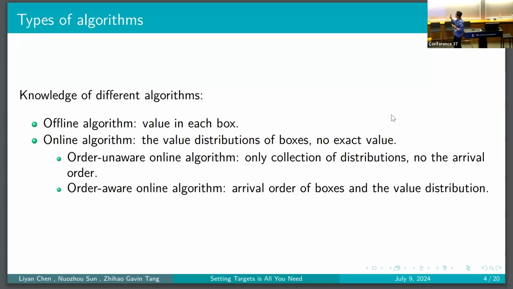In our setting, we further separate the online algorithm into two categories. The first is called the order unaware online algorithm, which only knows a collection of distributions, but not the arrival order. In its view, it does not know what box will come next; it only knows what the box is when it arrives. The second type is called the order aware online algorithm, which knows the arrival order of boxes and the value distribution of each box. This is generally the definition of an online algorithm.